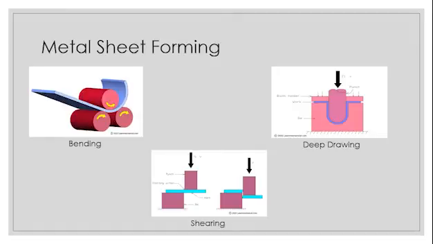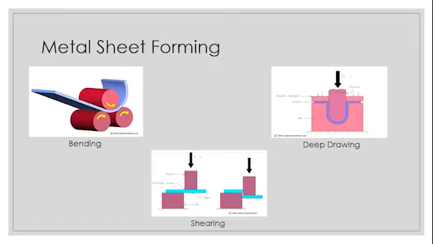The next process is shearing. In this operation, the metal sheet is in a cantilever position and a punch coming from the top exerts force on the cantilever portion of the sheet. Shearing is just a cutting operation of the metal sheet.